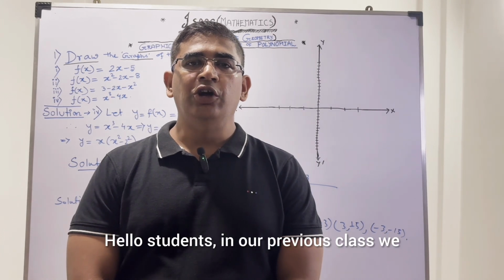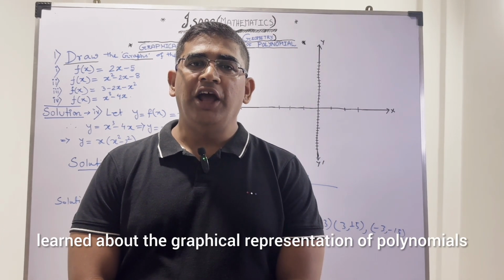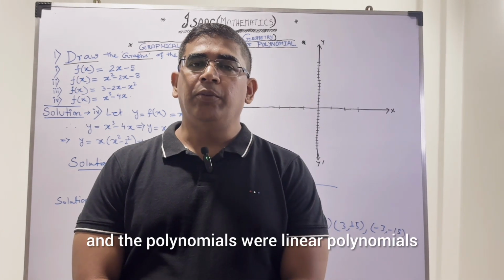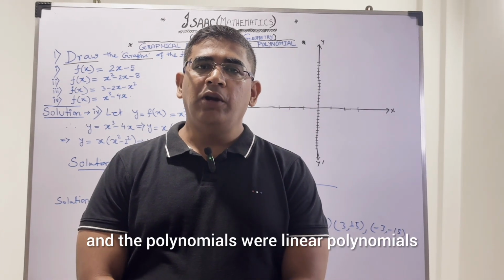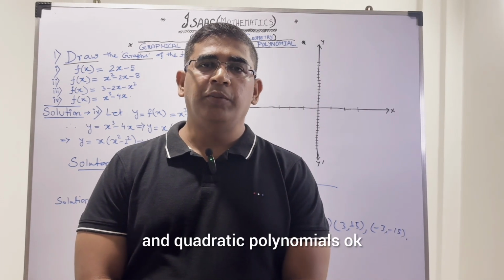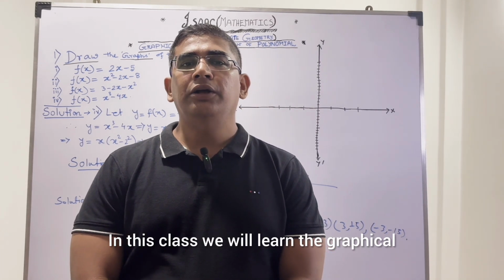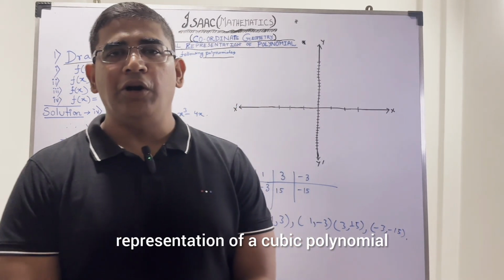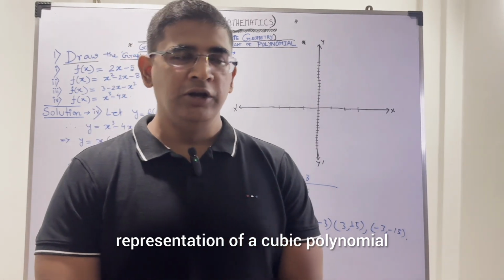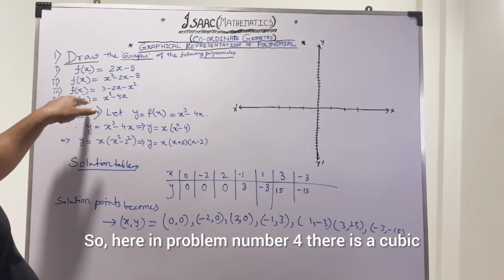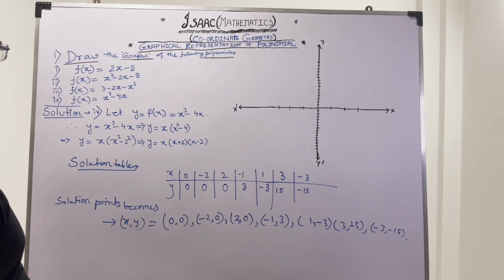Hello students, in our previous class we learned about the graphical representation of polynomials, and the polynomials were linear polynomials and quadratic polynomials. In this class we will learn the graphical representation of a cubic polynomial. So here in problem number 4 there is a cubic polynomial.